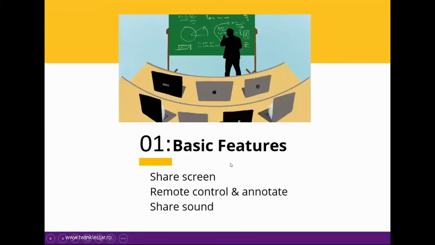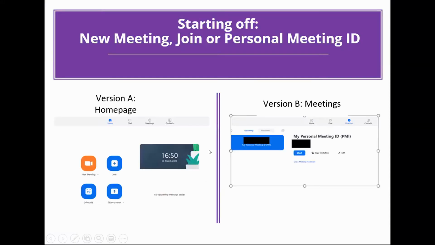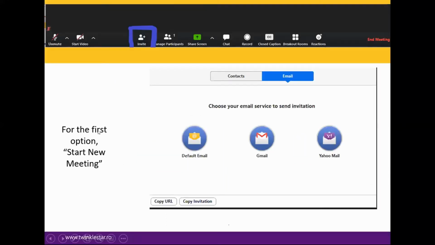Okay, so how do we start a meeting? There are 2 options. The easy one is to open the app, and you see here you have new meeting. You click on this button and the meeting starts. But how do you invite people? Well, you have this button here, the blue one. You click on invite and another window opens like this one. You can send the invitation through Gmail or Yahoo Mail, or simply copy the link and send it to your students.